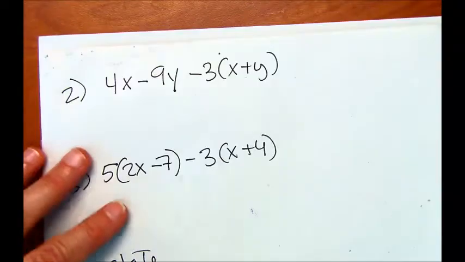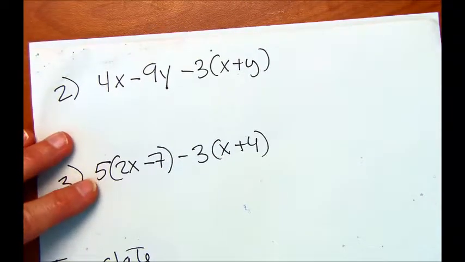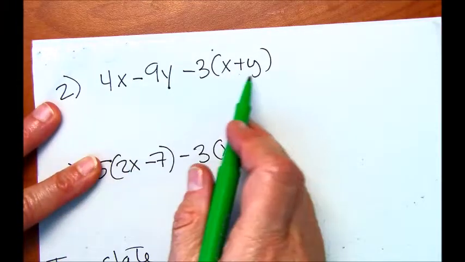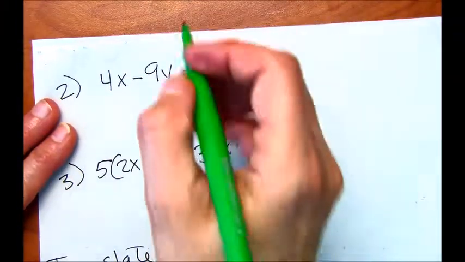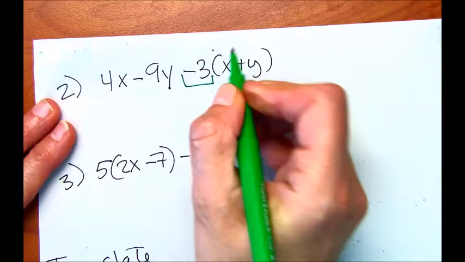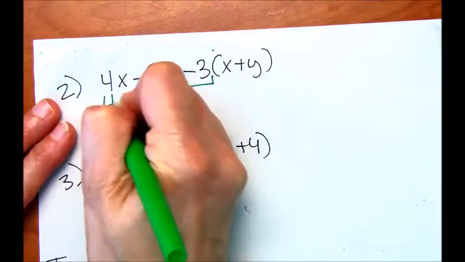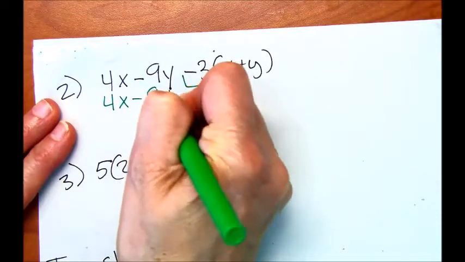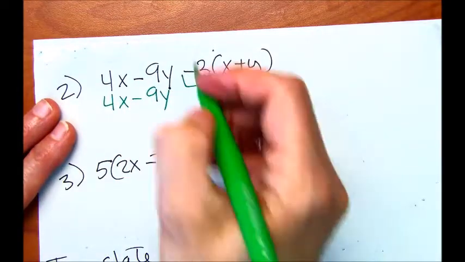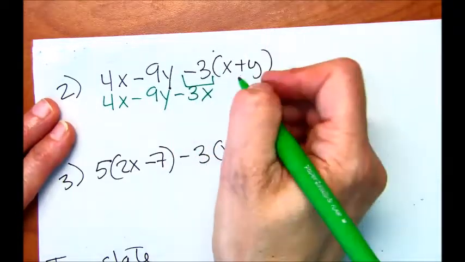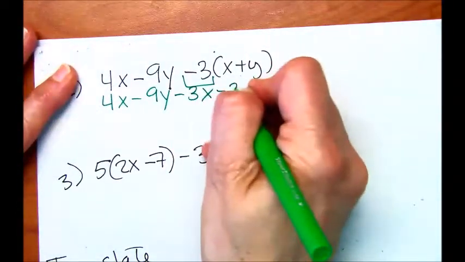Okay, we're almost done. In this one, you get to do a little distributive property before simplifying. So that's kind of a bonus. So what we're going to do is take this negative 3 and multiply it to both. I'm going to just rewrite everything else. Negative 3 times x is negative 3x. Negative 3 times y is negative 3y.